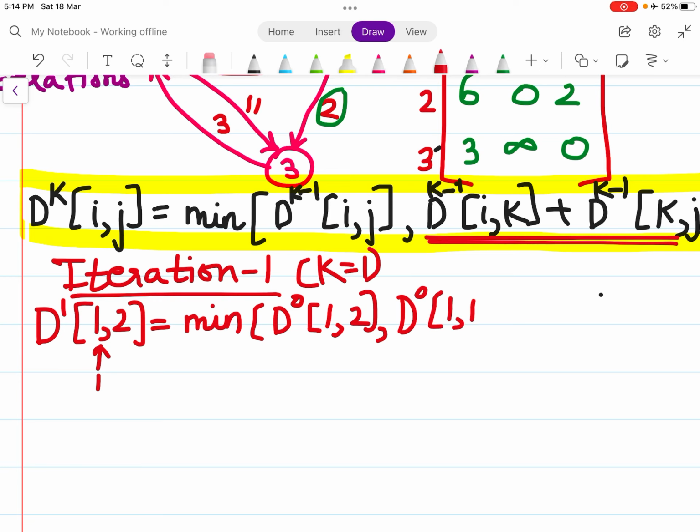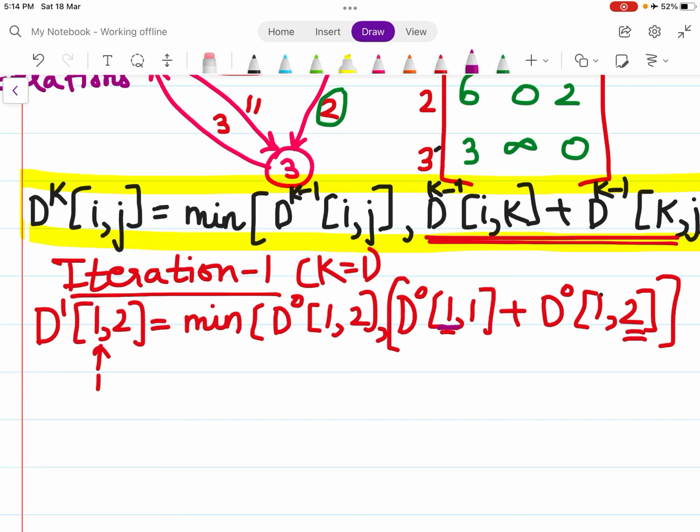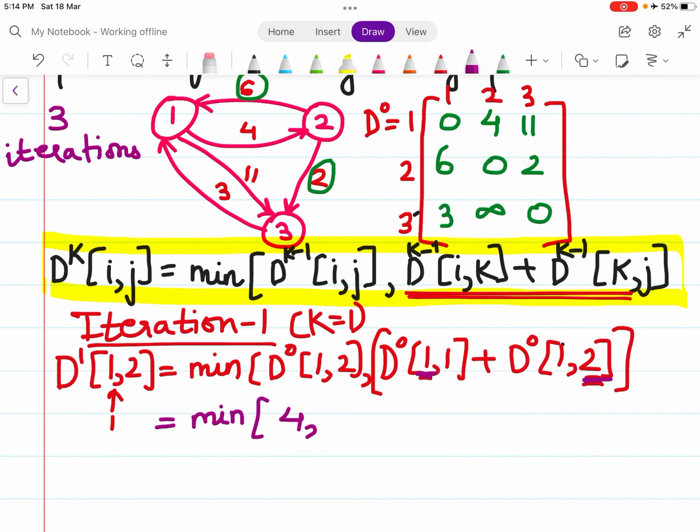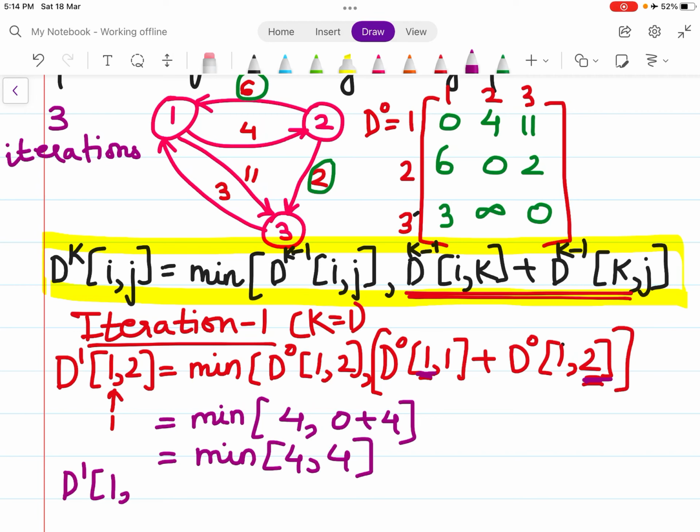So put 1 in the middle. So you get d of 0, 1 comma 1 plus d of 0, 1 comma 2. So 1 is kept in between 1 and 2. So we'll write minimum of d0, 1 comma 2, which is 4. 1 comma 1 is 0 plus 4. So min of 4 comma 4. So d1, 1 comma 2 is 4.